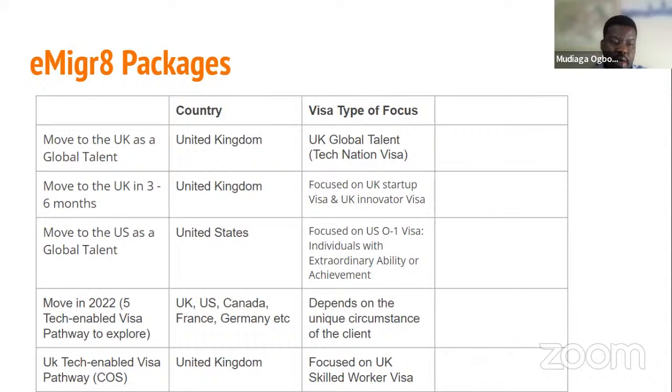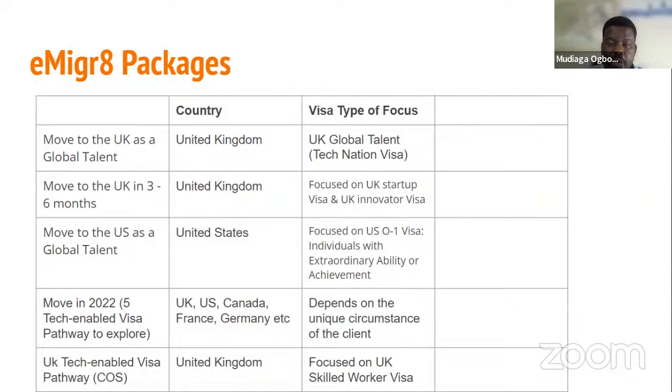We have move to the US as a global talent. The focus country here is the United States. The focus visa here is the US O-1 visa for individuals with extraordinary ability or achievement, right? It's interesting to know that every one of us has extraordinary achievement. We just have to look through our profile and look through our journey and what we have achieved and be able to put them together in such a way that is globally attractive.